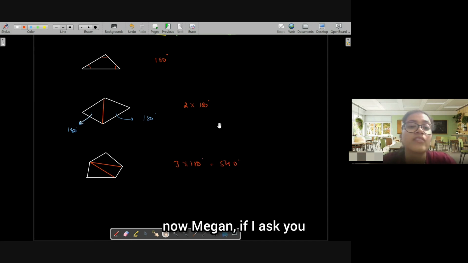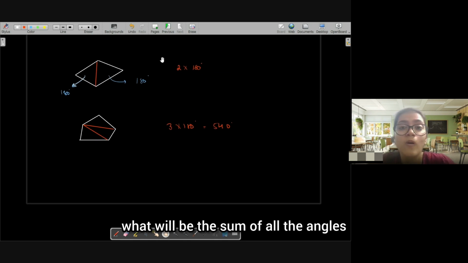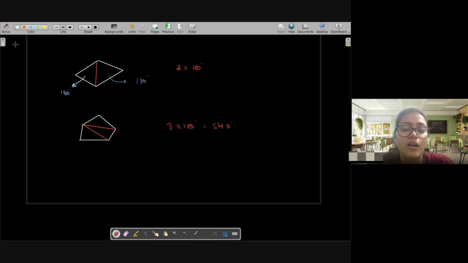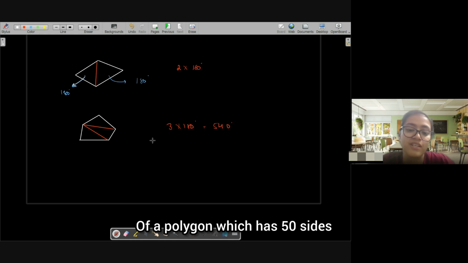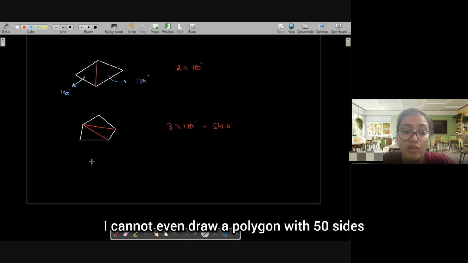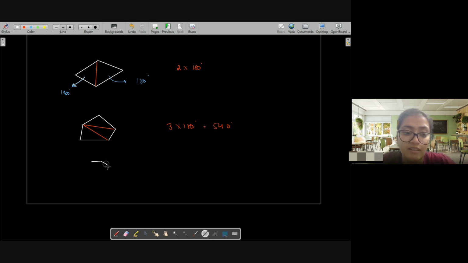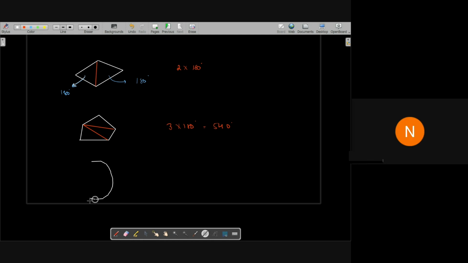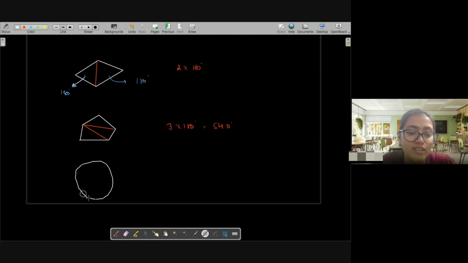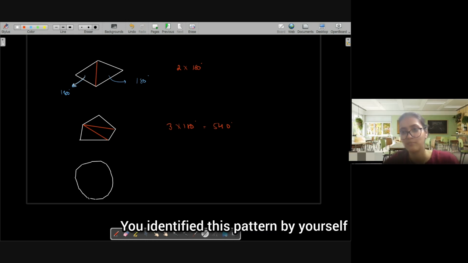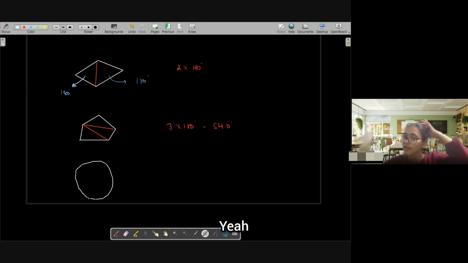Okay. Now, Megan, if I ask you, what will be the sum of all the angles of a polygon which has 50 sides? I don't know. I cannot even draw a polygon with 50 sides. But obviously, there would exist a polygon with 50 sides, right? I got 8,640 because it would just have 48 sides. I mean, 48 triangles in it. Very good. You identified this pattern by yourself, or did you know the formula? That's perfect.